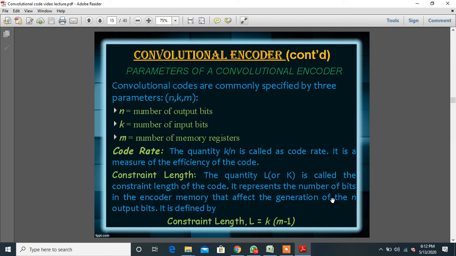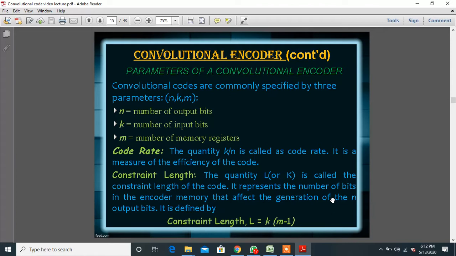First, n is the number of output bits and k is the number of input bits. M is the number of memory registers, because the operation of convolution will take place with previous outputs also. That's why the number of memory registers is very important in this. So M is the third parameter added.